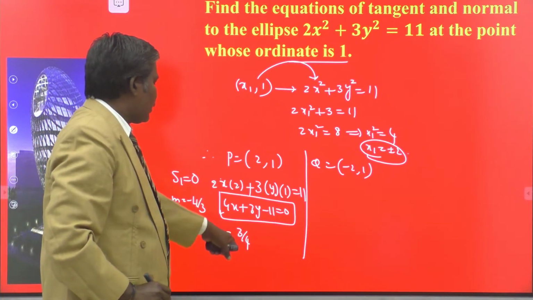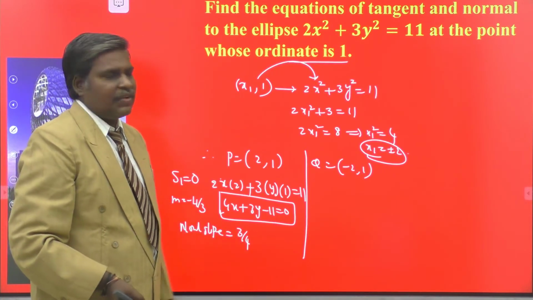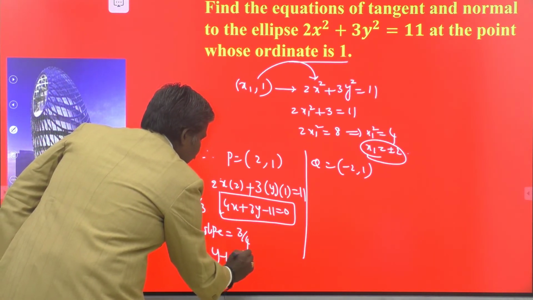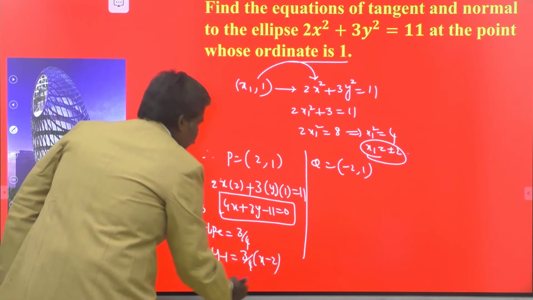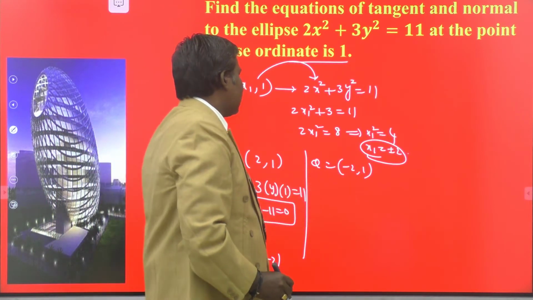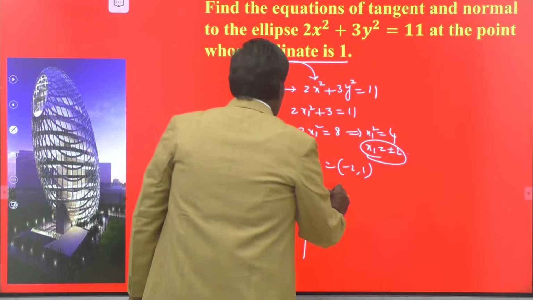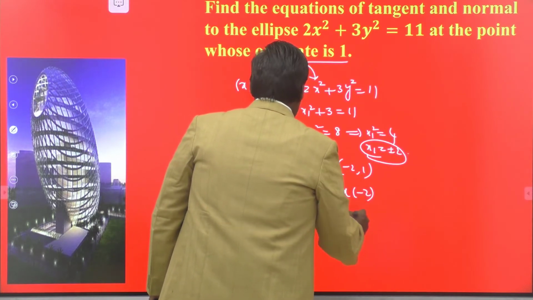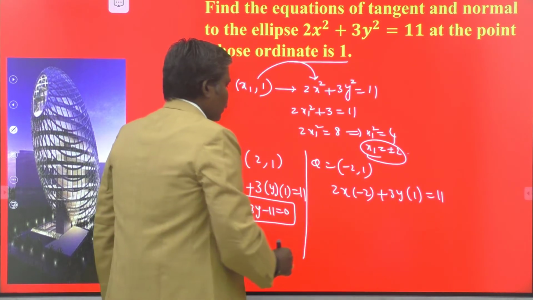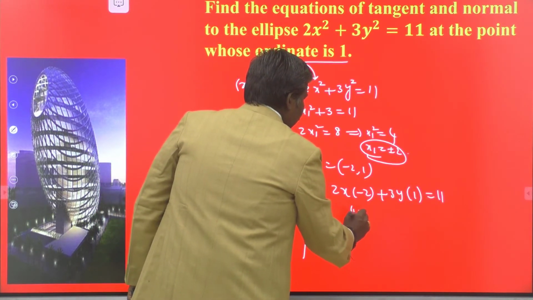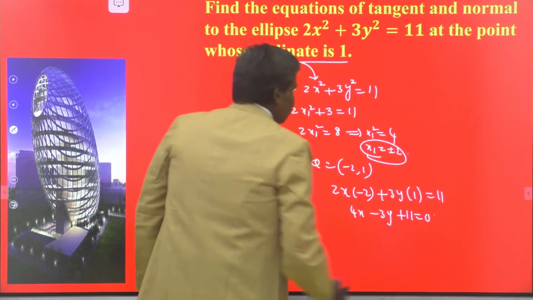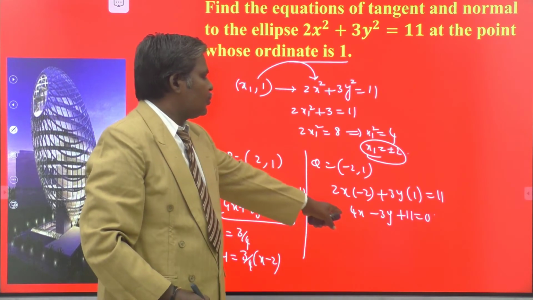You have the point, you have the slope of normal. Can you write the equation of normal or not? Yes, you can easily write the equation of normal: y minus 1 is equal to 3 by 4 times x minus 2. You can simplify this one, you get the normal equation. In the same manner, you can write the equation of tangent at Q, also S1 equal to 0: 2x into minus 2 plus 3y into 1 is equal to 11, or 4x minus 3y plus 11 equal to 0. This is the equation of tangent at Q to the ellipse.